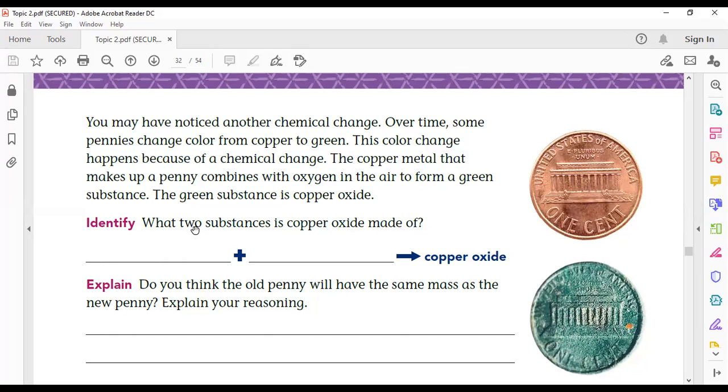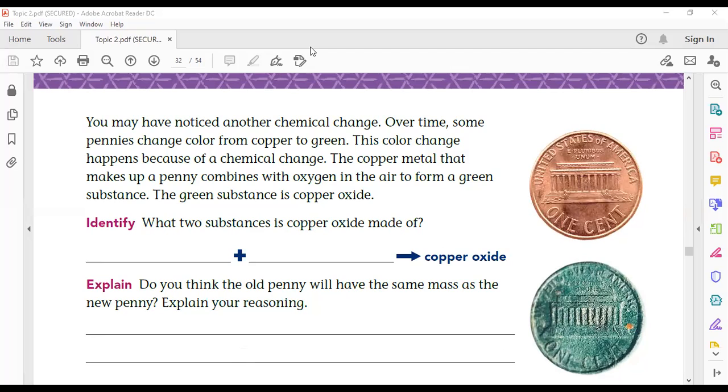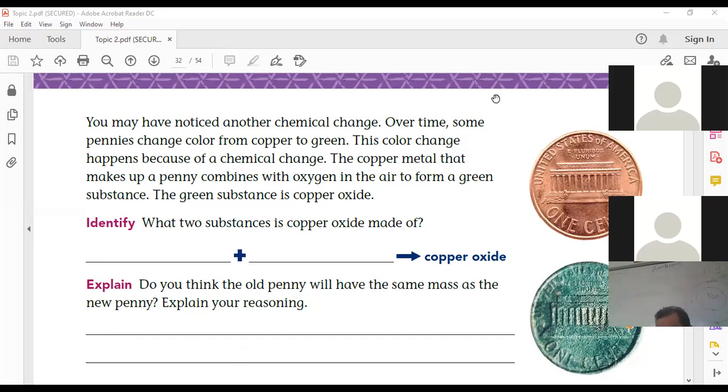Look here, the question is: what two substances is copper oxide made of? This is copper oxide. It is made up of two substances. What are they? I will give you the chance to answer, but please raise your hands. No one answer without permission. Who's talking? Sadine, you can answer.